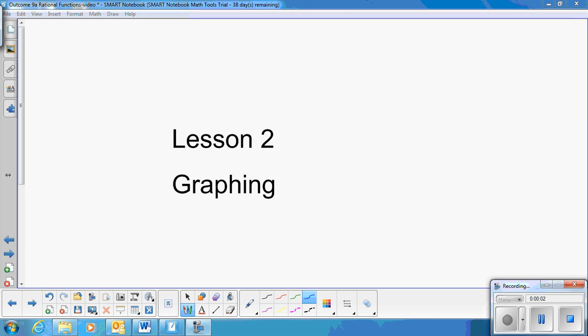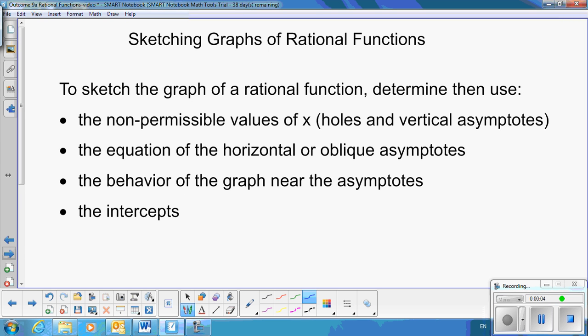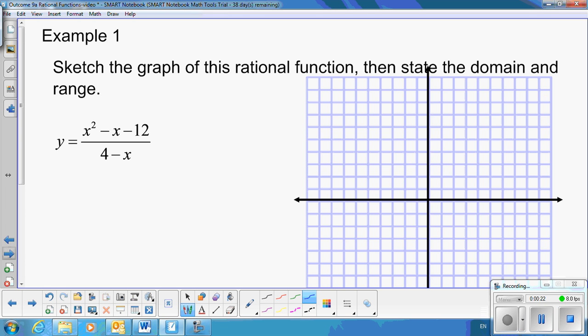Lesson 2, Graphing. To sketch the graph of a rational function, we're going to determine and then use the non-permissible values of x, deciding whether they're holes or vertical asymptotes, the equation of the horizontal or oblique asymptotes, the behavior of the graph near those asymptotes, and the intercepts. So example 1, sketch the graph of this rational function, then state the domain and the range.